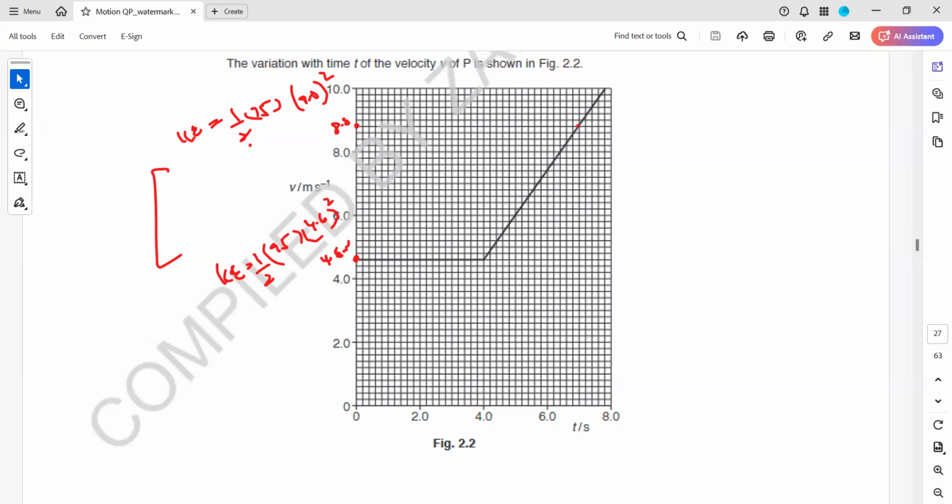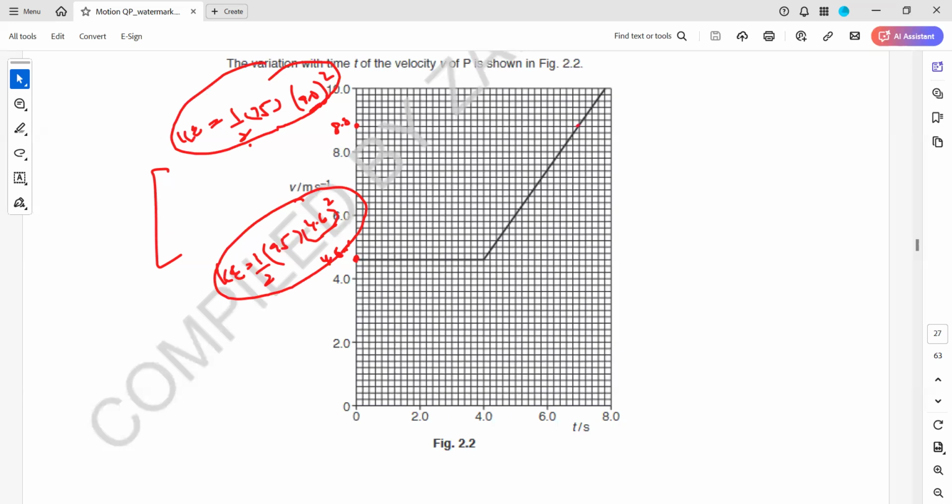Is it 8.8 minus 4.6? No, because we need the change in the kinetic energy. It's not the difference in velocity. You have to find the kinetic energy at 4.6 and the kinetic energy at 8.8 and then take the difference. If you take the difference in the speed and then square, you will not get the same result.